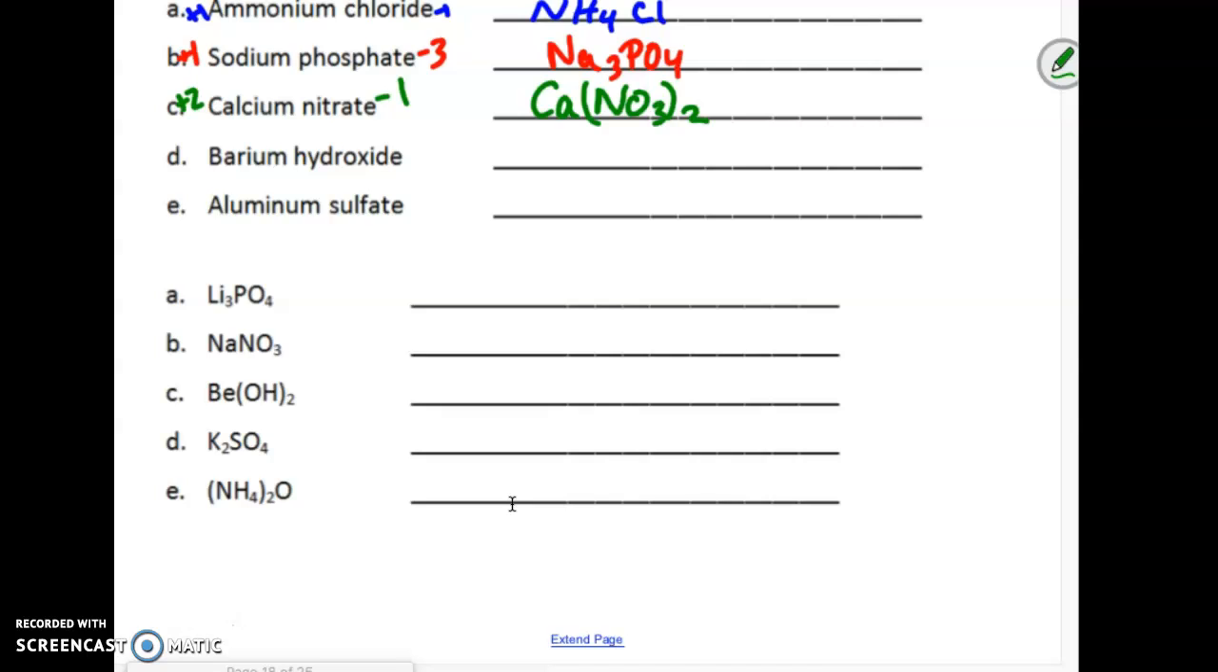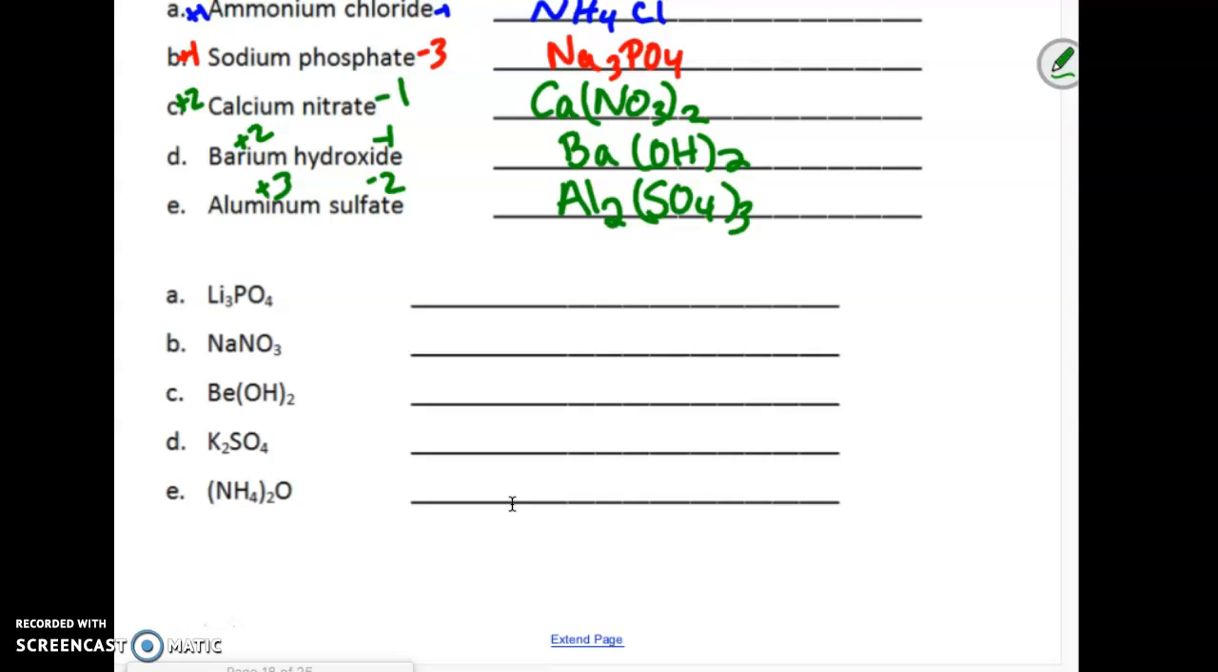Same sort of thing here. Barium +2. Hydroxide -1. So Ba(OH)2. And aluminum +3. Sulfate is a -2. So it's going to be Al2(SO4)3.